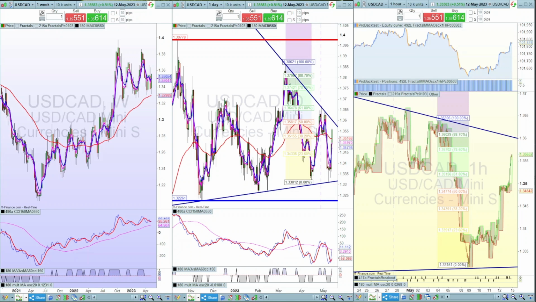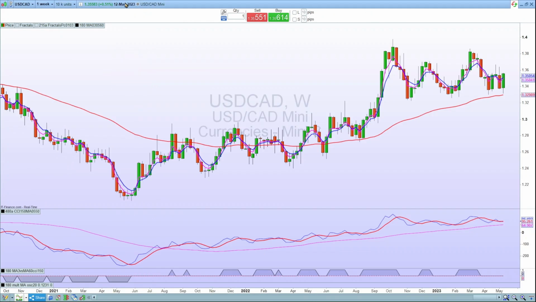This is the US Canadian dollar currency update. We've got our weekly and daily trend indicators, and the daily is showing a bullish trend, but the weekly is yet to turn bullish, currently still in a neutral. Let's have a look at that more closely.